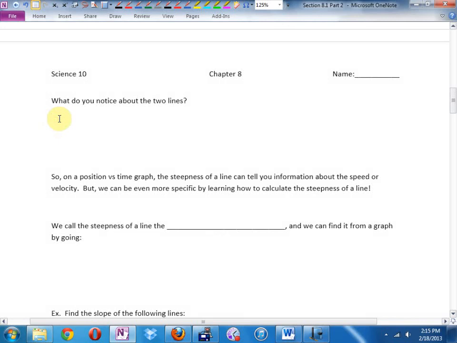I wrote down here. So what do you notice about these two lines? Jake already pointed it out. He said, the steeper you go, that's too much writing. You know what? How about this? Faster equals steeper. Is that okay?